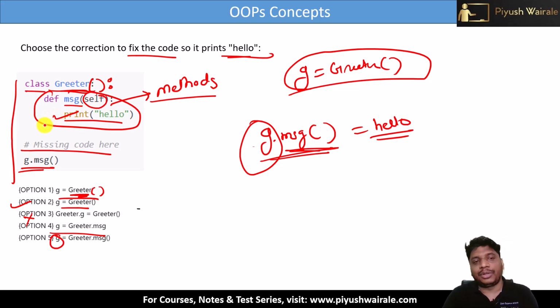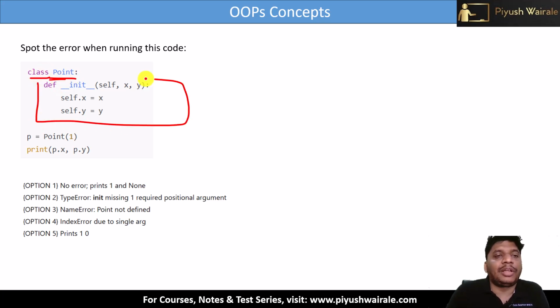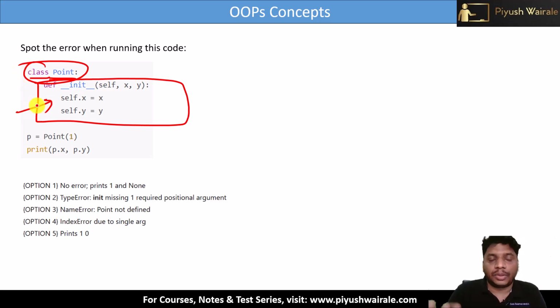Good. Let's try to solve the next question here. Spot the error when running this code. So now we have to spot the error in this particular code. We have a class that is basically Point. We have defined this init function here. It means whenever we create an object using this class Point, it will get executed, right? Now we are creating one object, p equals Point(1).